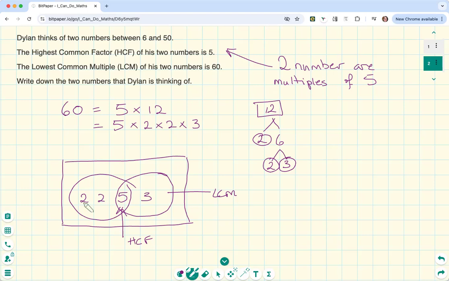5 times 2 is 10 times 2, which makes it 20. 5 times 3 is 15. So my two numbers are 20 and 15.